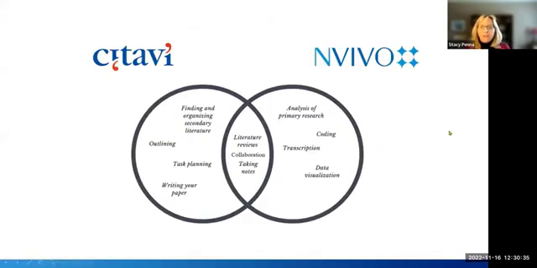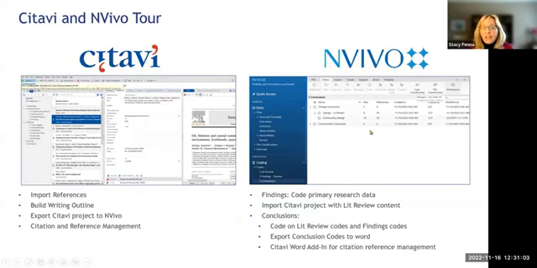Now, how Citavi and NVivo sort of work together is they're complementary. And so Citavi, you're really using it for your secondary literature. And then with NVivo, you're using it for your primary research data, whether it's focus groups, surveys, pictures, video, audio, whatever you're collecting. And they intersect here with literature review, collaboration, and taking notes.